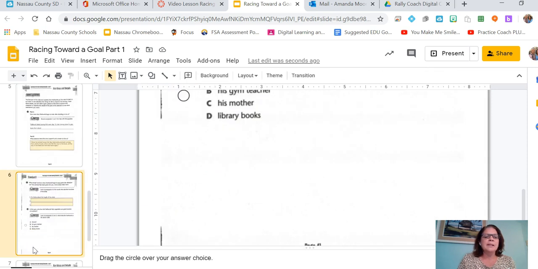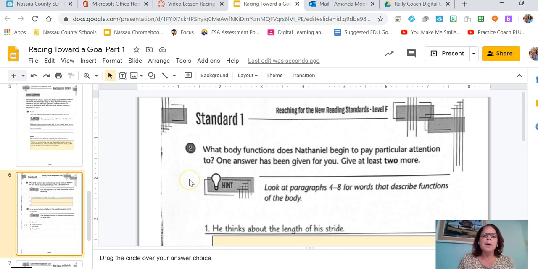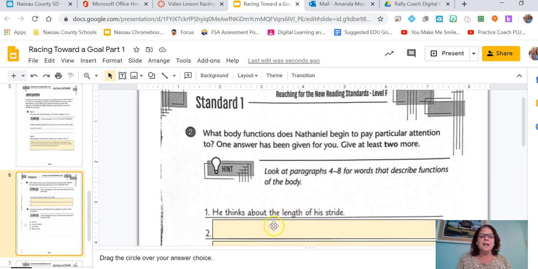Okay, so we're going to go to slide 6. In slide 6, question number 2 says, what body functions does Nathaniel begin to pay particular attention to? One answer has been given for you. Give at least 2 more. Look at paragraphs 4 through 8 for words that describe the functions of your body. So functions of your body, things that your body does. Think of your breathing, your arms, your legs, all your body parts and what they do to work together. So they gave us, he thinks about the length of the stride.